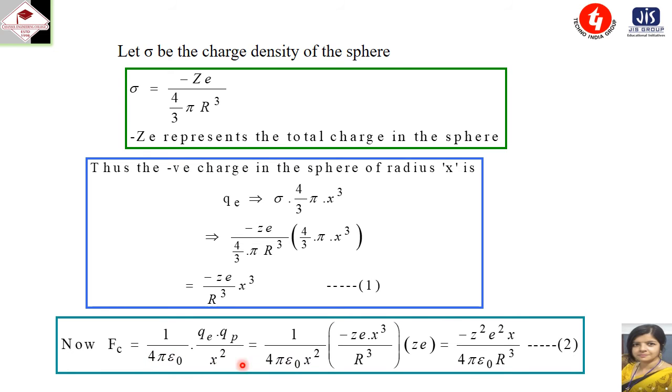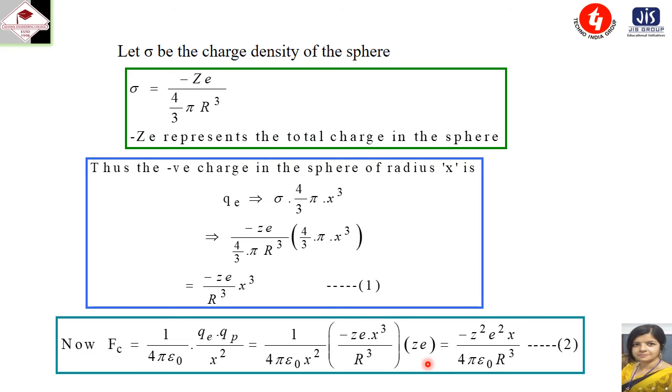Now 4 pi epsilon 0 x square, it is here. Now we are putting the value of QE and also we are getting QP. So QE, that we know, is minus Zd by r cube into x cube. This is the value of QE. And QP, that we know, is plus Zd.